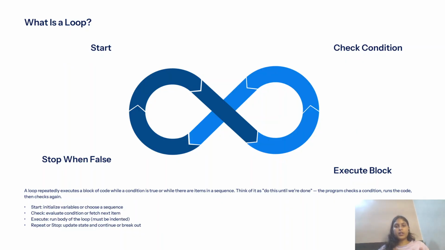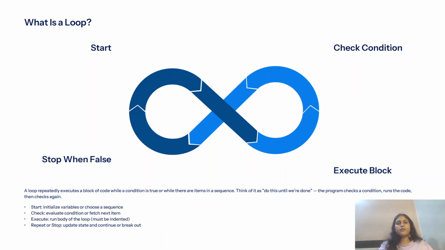So now you understand why loops are needed. We know they help us perform repetitive tasks without writing the same code again and again. The next question: how do we actually create a loop in Python? Python provides us two major kinds of loops. But before that, let me explain what a loop is.